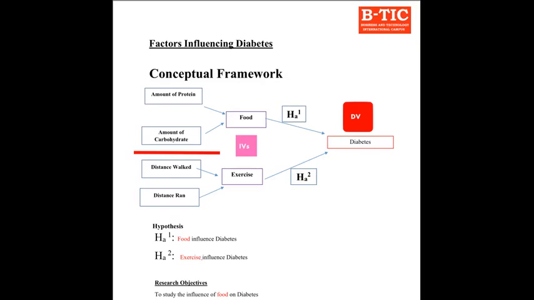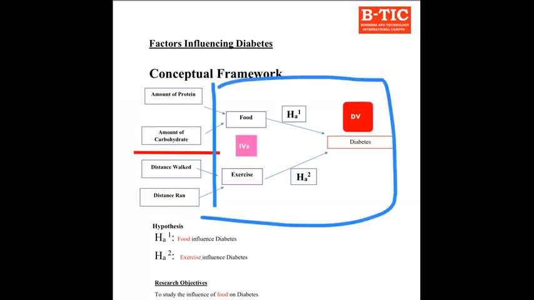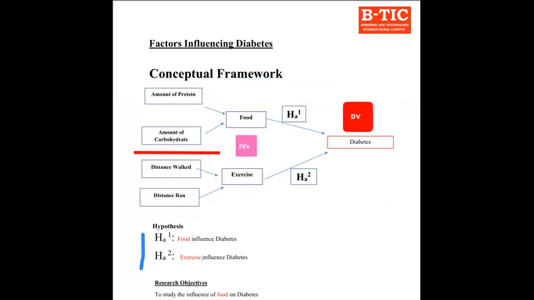So the researchers, in fact, did the literature review, and they developed a conceptual framework like this, where they found out diabetes is the problem. It is the DV, dependent variable, and they found out two key factors, that is the food and the exercise, that influence diabetes. So food is an IV and exercise is also an IV. So there are two IVs here. Based on these IVs and the DV, we have developed hypotheses. The first hypothesis is that food influences diabetes, and the second hypothesis is that exercise influences diabetes.